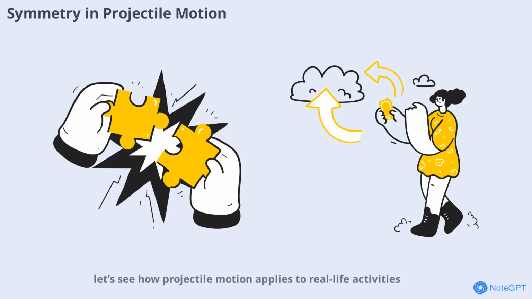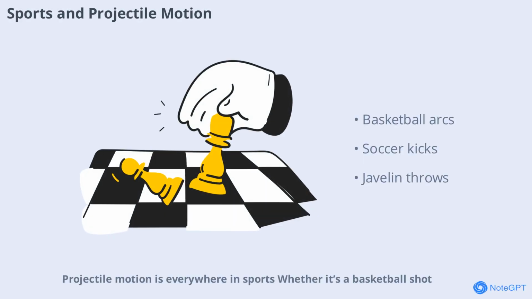Next, let's see how projectile motion applies to real-life activities. Projectile motion is everywhere in sports. Whether it's a basketball shot, a soccer kick, or a javelin throw, understanding the physics behind these actions can improve performance. Athletes and coaches use knowledge of projectile motion to optimize angles, speeds, and techniques for better results.